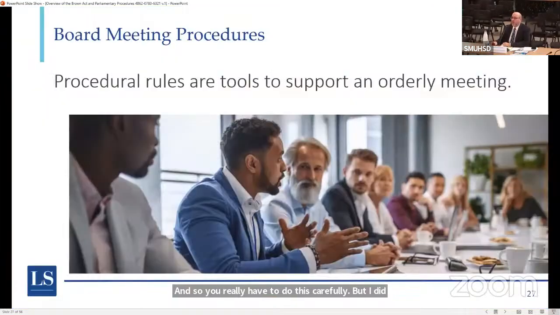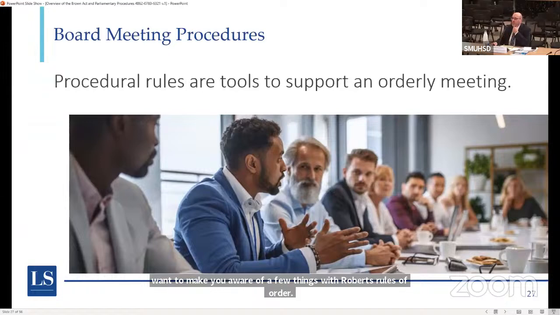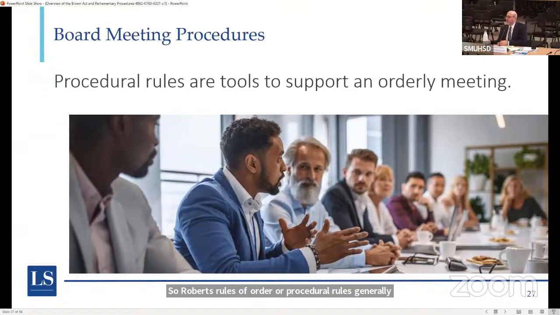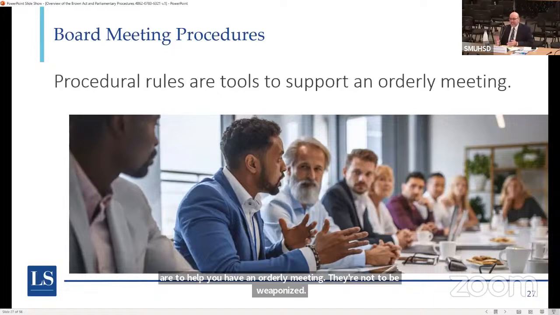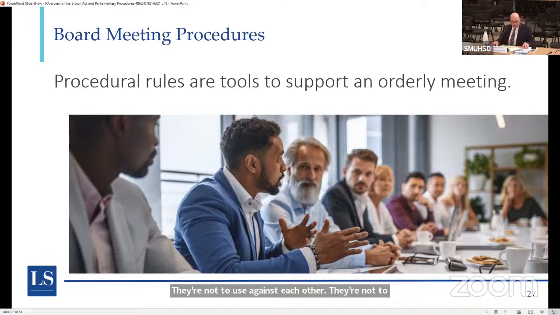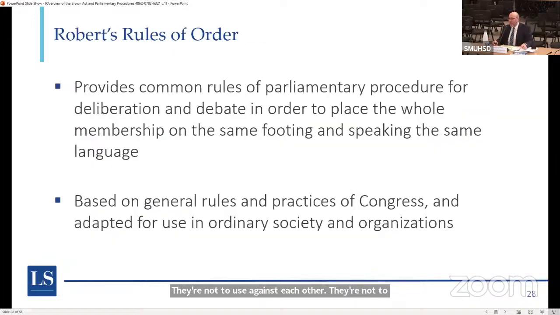So Robert's Rules of Order, or procedural rules generally, are to help you have an orderly meeting. They're not to be weaponized. They're not to use against each other. They're not to stop progress. They're to keep the meeting moving in an orderly way. Robert's Rules of Order, again, were generally intended to provide this process. And I talked to you about the alternative that's out there with Rosenberg's rules.